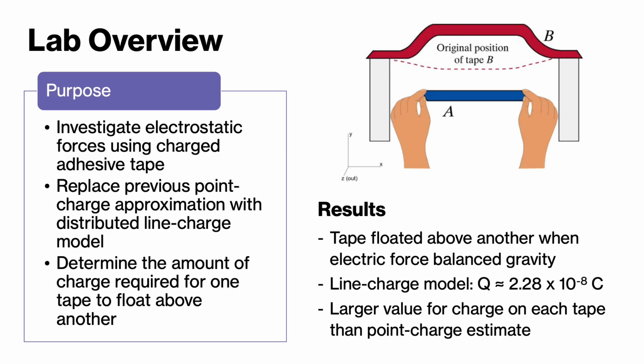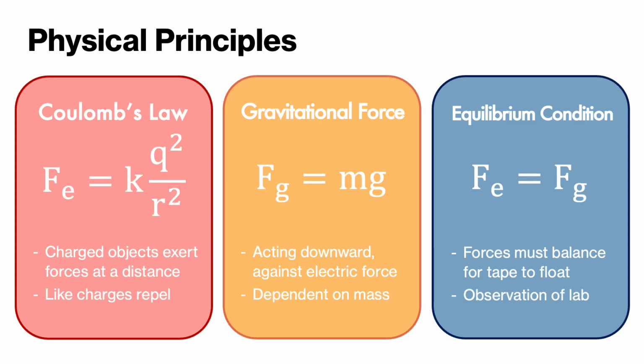Using the improved model, I found that each tape required approximately 2.28 times 10 to the negative 8 coulombs of charge to float, which was a significantly larger value than the estimate from the point charge model in Lab 1. This lab relied on Coulomb's law, gravitational force, and the equilibrium condition.